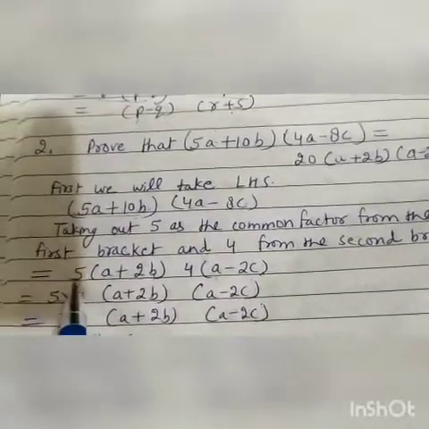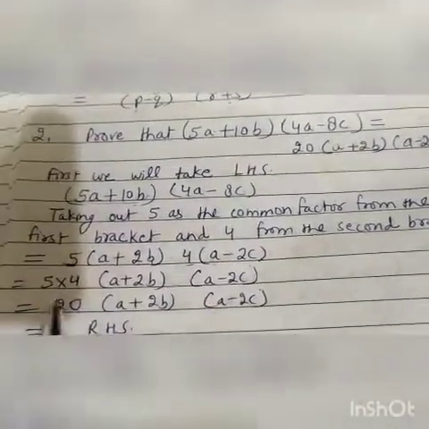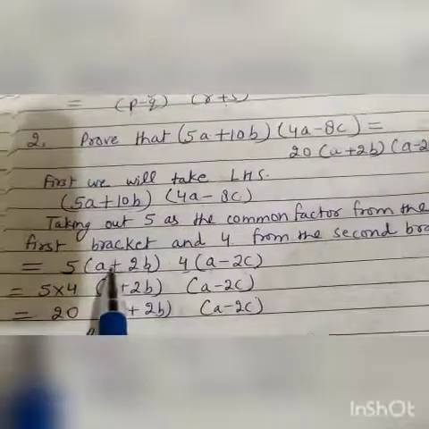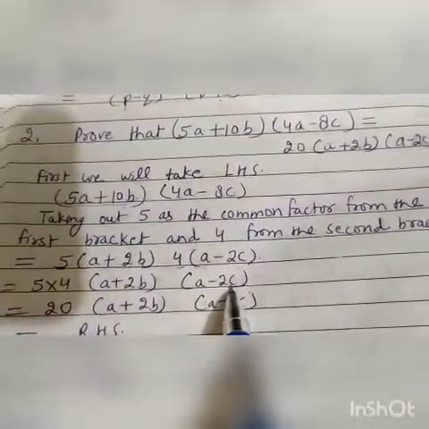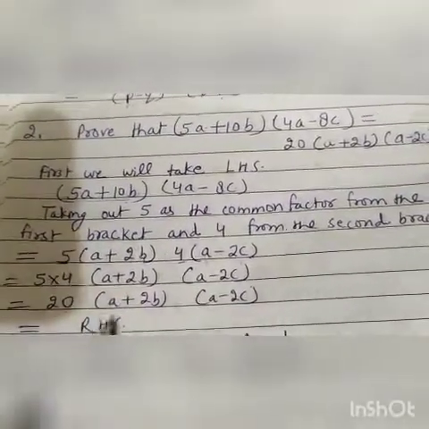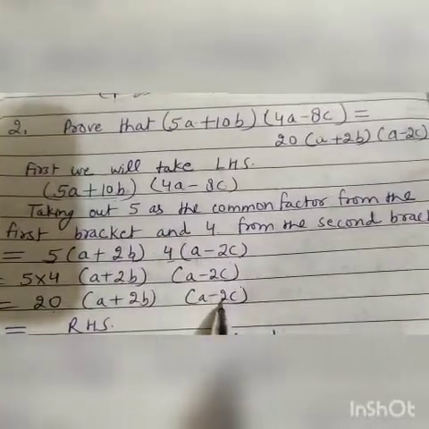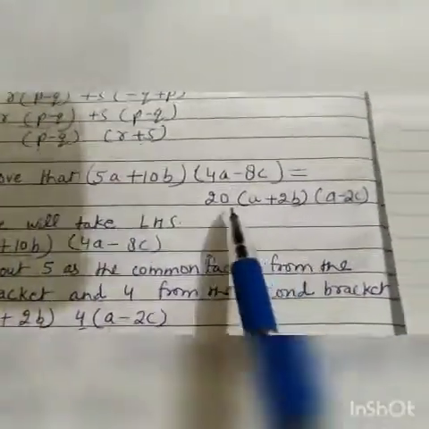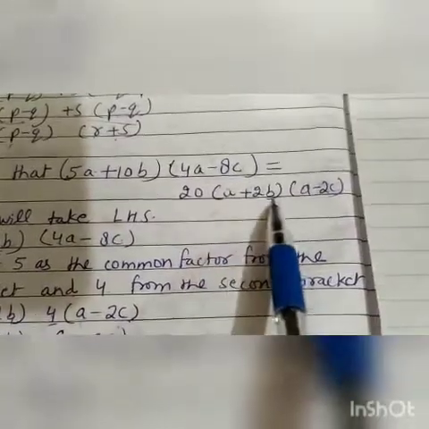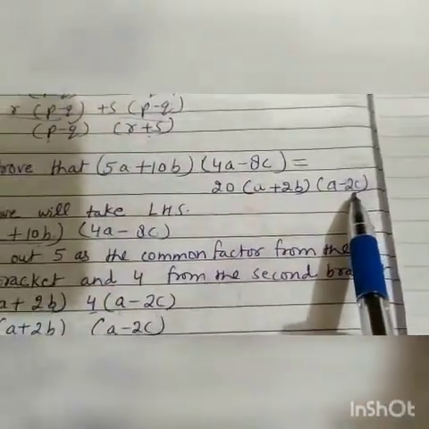Now we multiply this 5 and this 4. 5 into 4, (a + 2b)(a − 2c). Now 5 fours are 20 into (a + 2b)(a − 2c). This is equal to our right hand side. See, 20 into (a + 2b)(a − 2c).